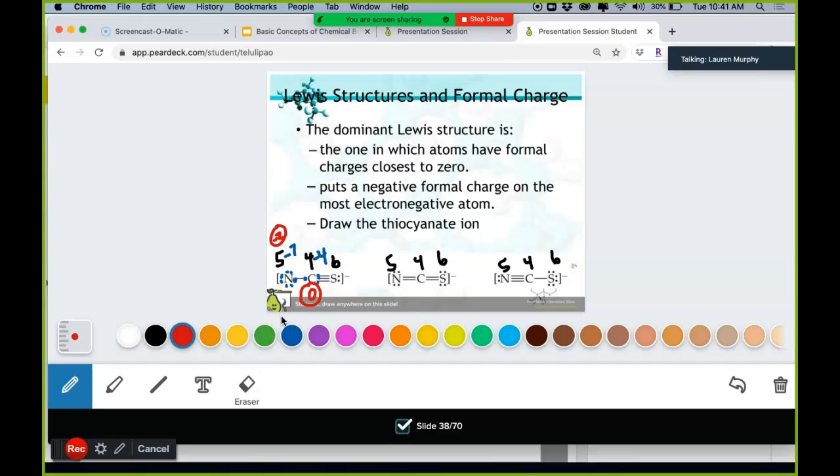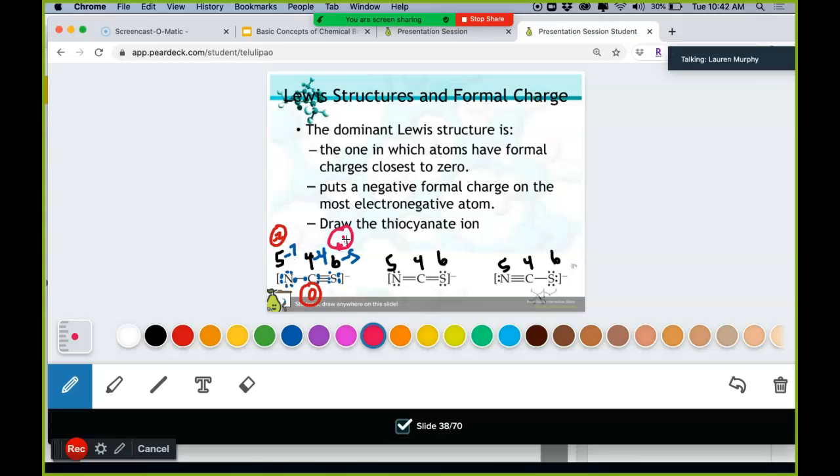Okay, sulfur is, according to the periodic table, 6. So let's count. How many have I assigned to it? 1, 2 for the lone pair, 3, 4, 5. So 6 minus 5 is +1, right? So it's +1 on the sulfur.